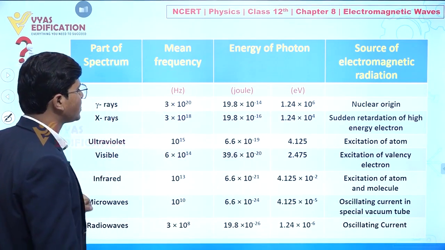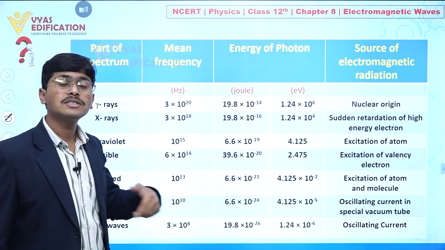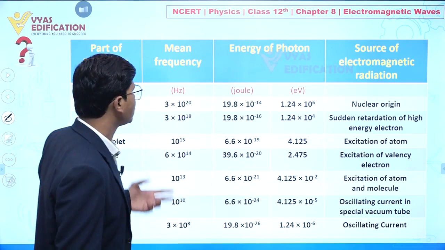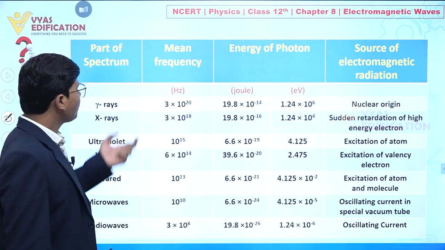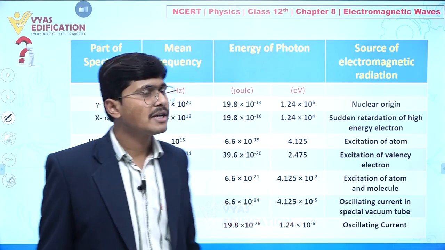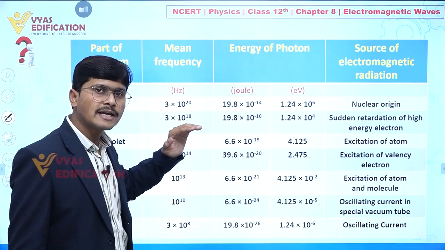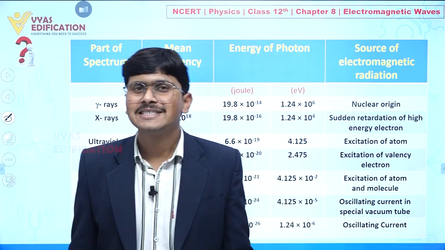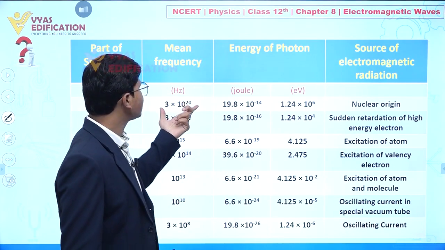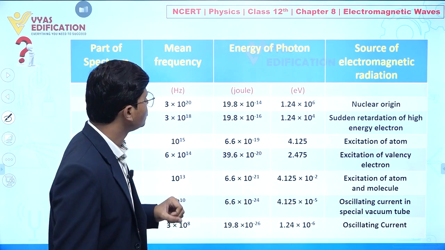Now let us try to understand this table. If we are talking about gamma rays, gamma rays originate whenever we are talking about nuclear physics. In nuclear physics you will find gamma rays. So the origin is nuclear. The frequency is of the order of 3 into 10 to the power 20 hertz. If you find the total energy of the photon in joule, it is equal to h nu, where h is 6.6 into 10 to the power minus 34, multiplied by this frequency. For that you will find the answer 19.8 into 10 to the power minus 14 joule.